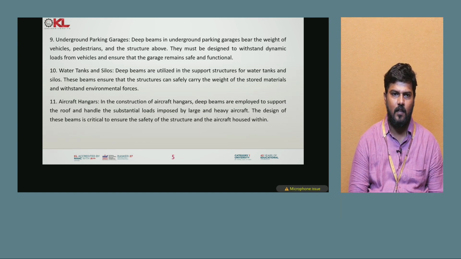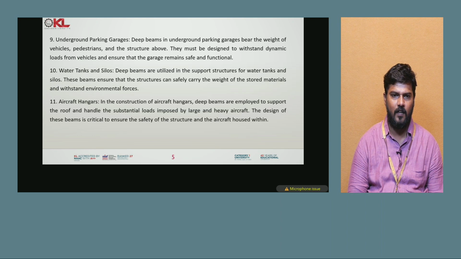So coming to the next one, the underground parking garages. Deep beams in underground parking garages bear the weight of the vehicles, pedestrians and the structure above. They must be designed to withstand dynamic load from vehicles and ensure that the garage remains safe and functional. Coming to the next, water tanks and silos. Deep beams are utilized in the support structures for water tanks and silos. These beams ensure that the structures can safely carry the weight of the stored materials and withstand the environmental forces that are coming onto the water tanks as well as the silos.